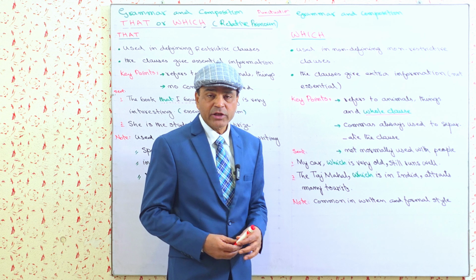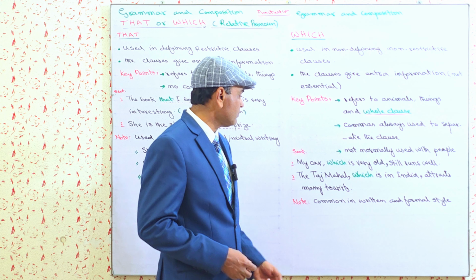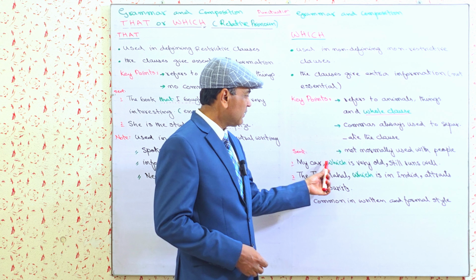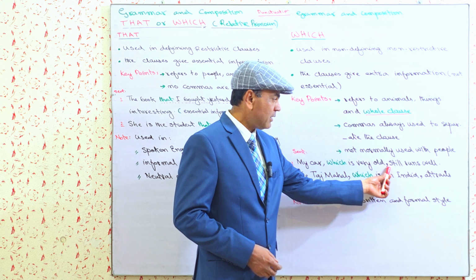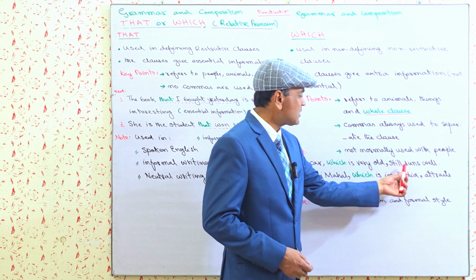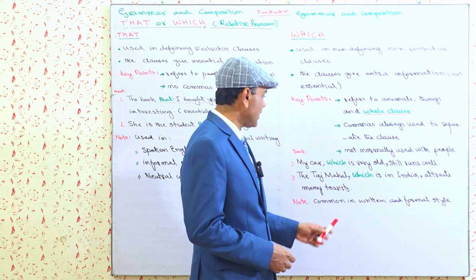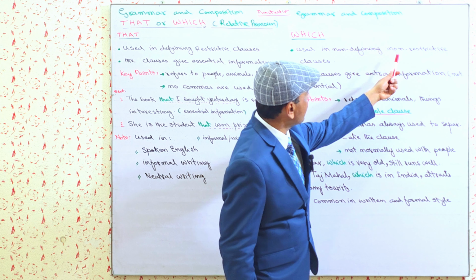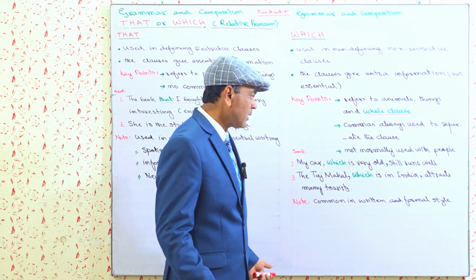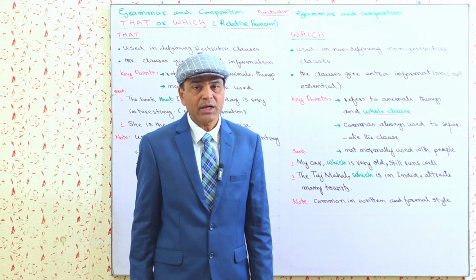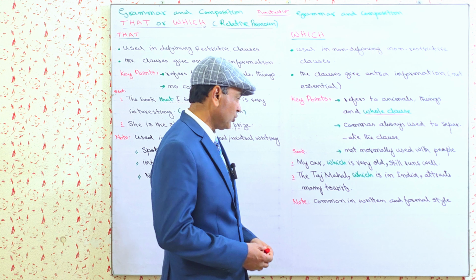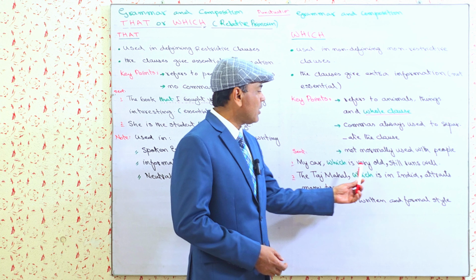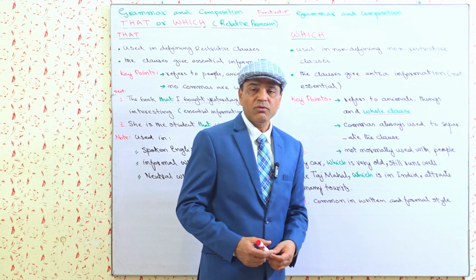Let's understand this whole scenario through some examples I've written for you. My car, and then comma, which is very old, again comma, still runs well. So here which is very old is a non-defining or non-restrictive clause. It does not give important or essential information, just extra information. If I remove it, still my sentence will be clear. I can say my car still runs very well.